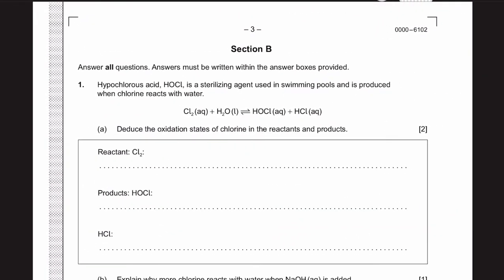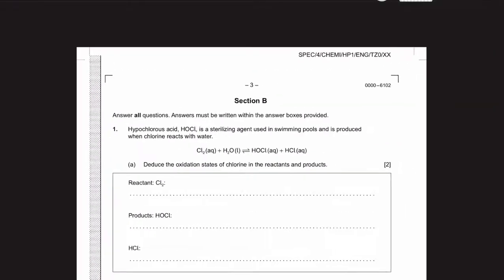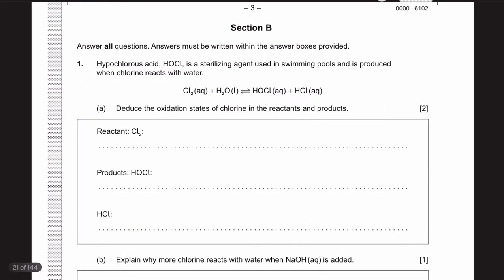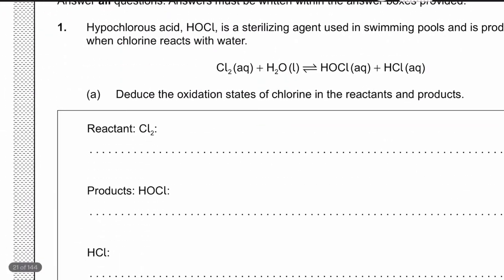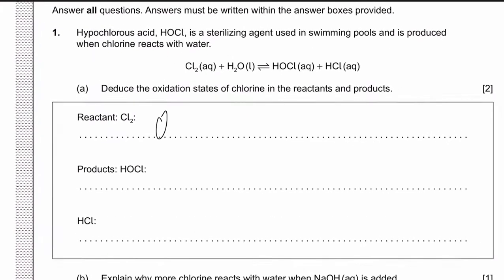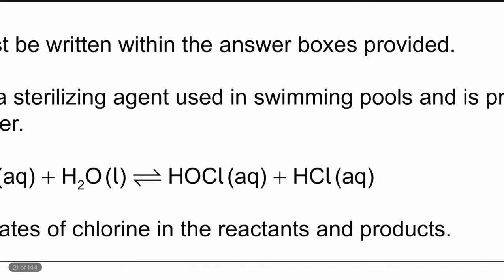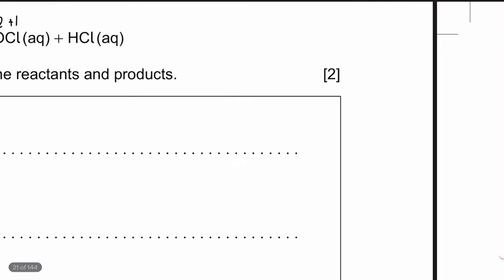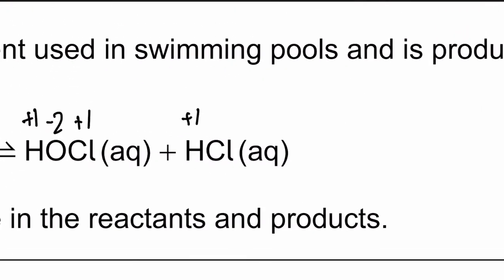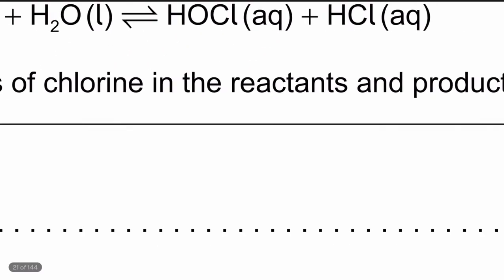Okay, question 1. Hypochlorous acid is a sterilizing agent used in swimming pools and is produced when chlorine reacts with water. Deduce the oxidation states of chlorine in the reactants and products of this equation. Okay, so first we have the reactant, which is just simply Cl2, diatomic chlorine. So we should know that since it's just Cl2, the oxidation state here is going to be 0. And then we have HOCl, so let's calculate it here. So H will give us +1, O -2, and to balance it, we need a +1 for the chlorine. So chlorine is going to be +1 here. HCl, H is going to give us a +1, and Cl has to balance that +1, so it's going to be a -1.